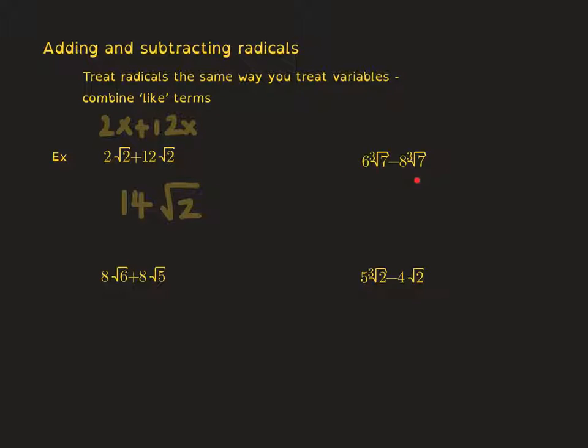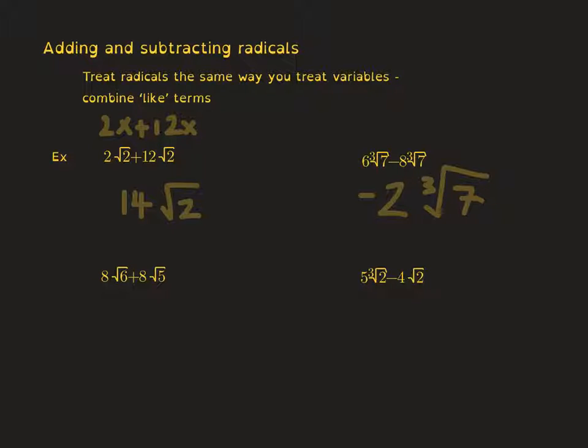Now, in this next example over here, I've got cube root of 7 and cube root of 7, and 6 minus 8. So they are both cube roots, and they are both cube roots of 7. That's important. They need to be the exact same index and the exact same radicand in order for us to be able to combine them. So we can combine this into minus 2 cube root of 7. So we can do 6 subtract 8.